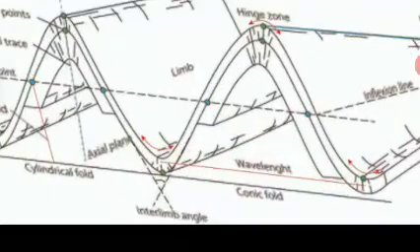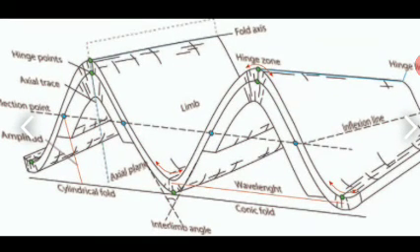Now I shall discuss the parts of folds. You can see the limbs, both sides. The strata that are folded are called limbs, and the crest is the highest point on the arch of a fold, called the crest, and the trough is the line running through the lowest point, called the trough.